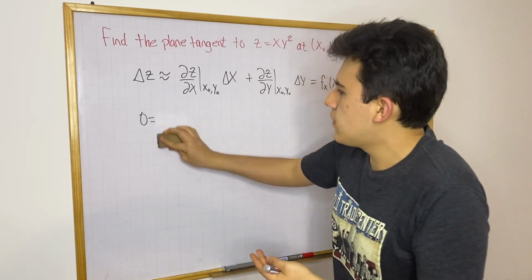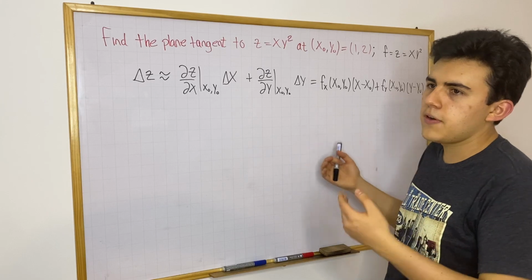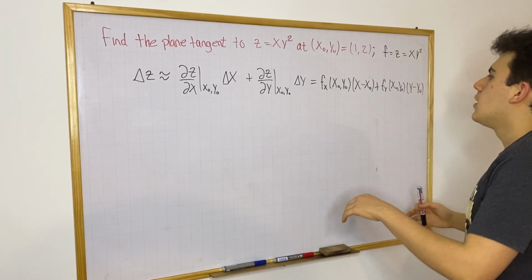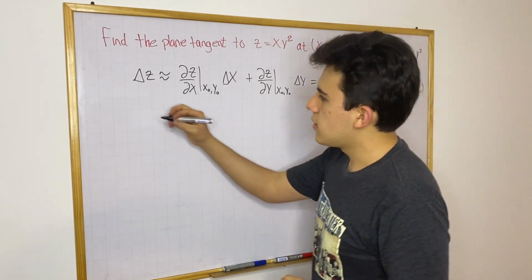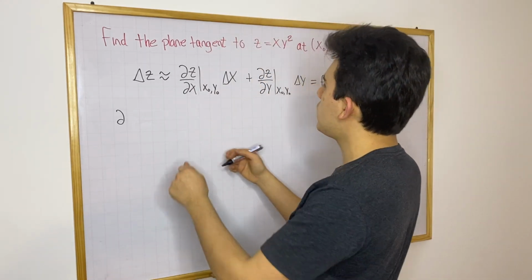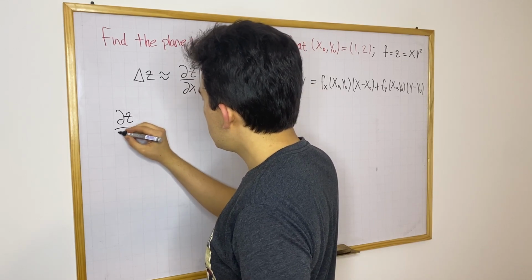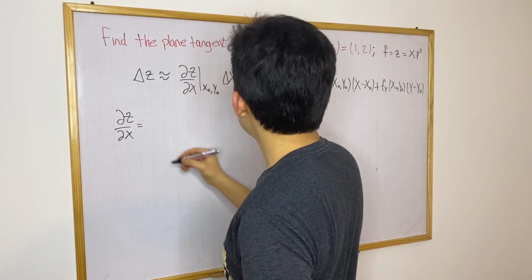Or, if you're just given the function, you might as well just take its derivatives, because it's going to be easier than finding a normal vector, okay? So now let's go with the derivatives. So what we're going to do is the following. First of all, we're going to find the derivatives. So this is going to be partial c, partial x. Now what is that going to be equal to?